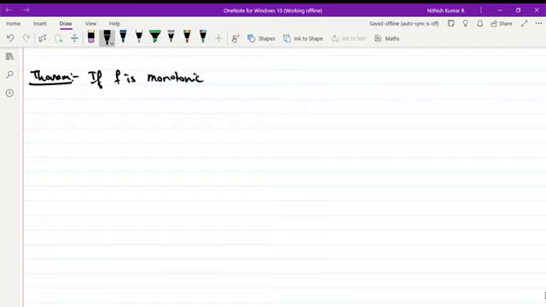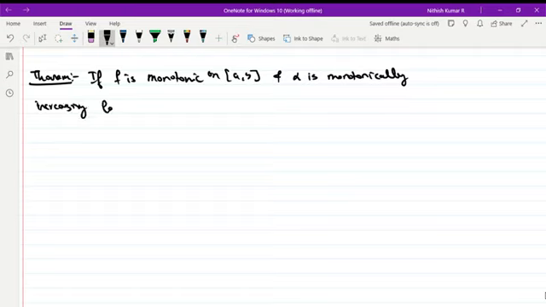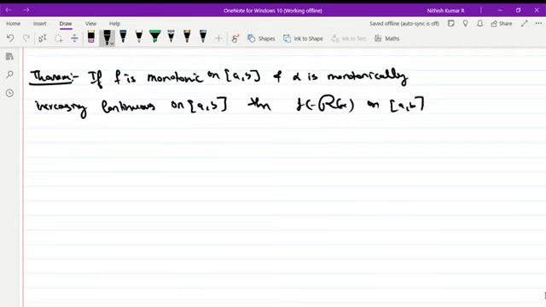monotonic on closed interval a comma b and alpha is a monotonically increasing continuous function on closed interval a comma b, then f belongs to R of alpha on closed interval a comma b. That is, f is Riemann-Stieltjes integrable.